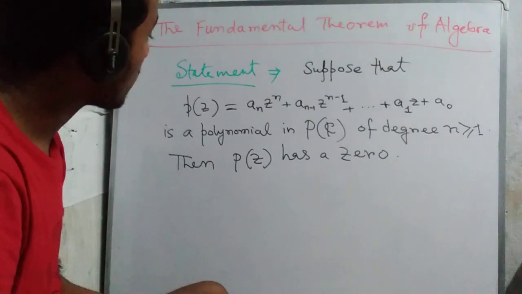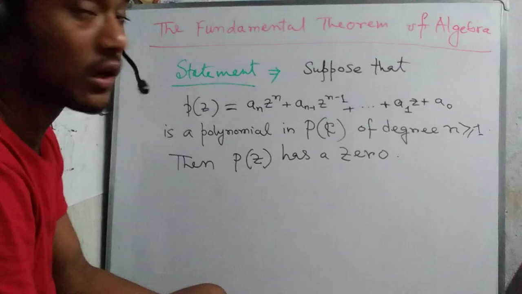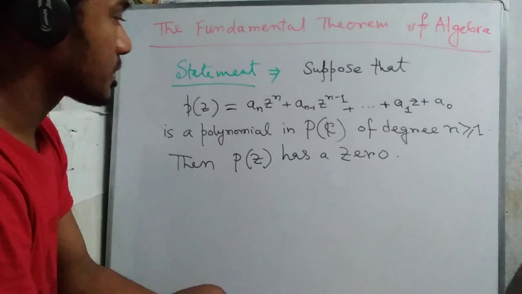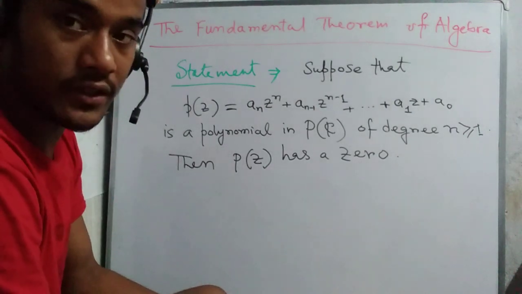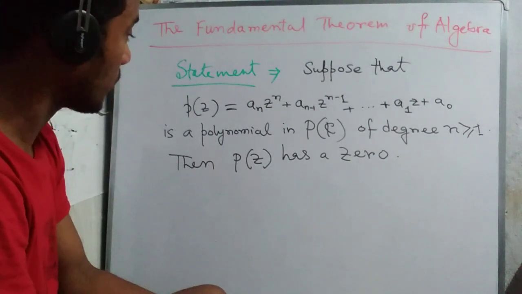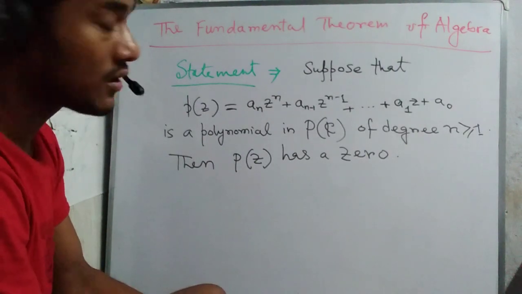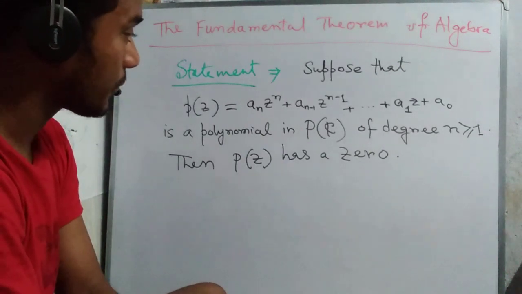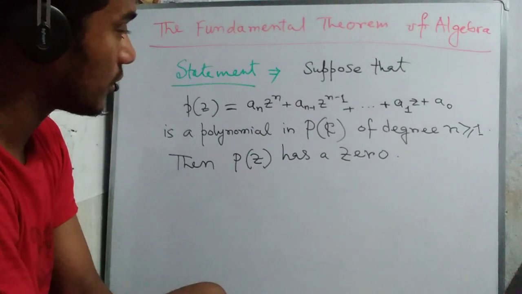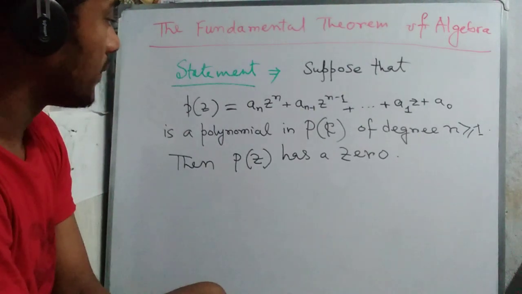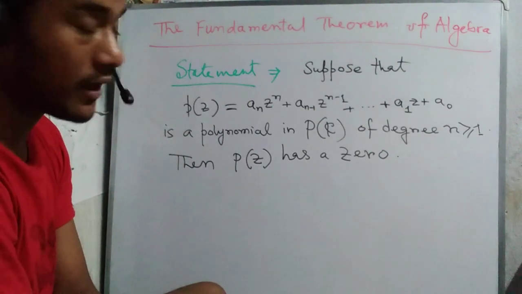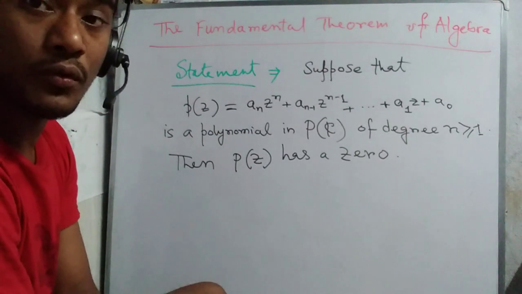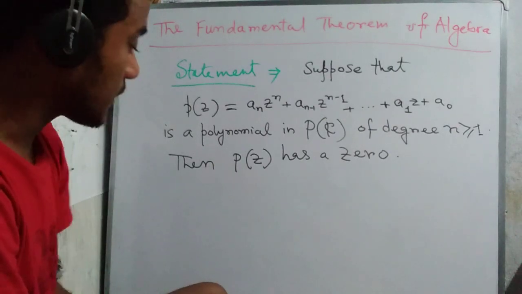First, we know that p(z) is an n-degree polynomial where the coefficients belong to C, the set of complex numbers. Such a polynomial in the complex plane has coefficients belonging to the complex numbers. Obviously this polynomial has degree n greater than or equal to 1. Then we are going to show that p(z) has a zero.